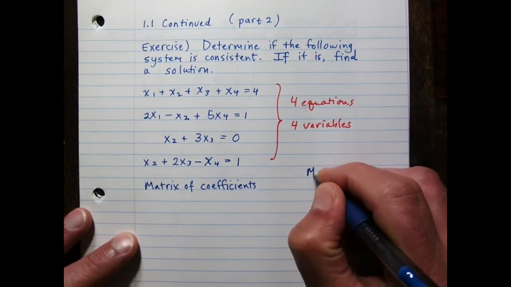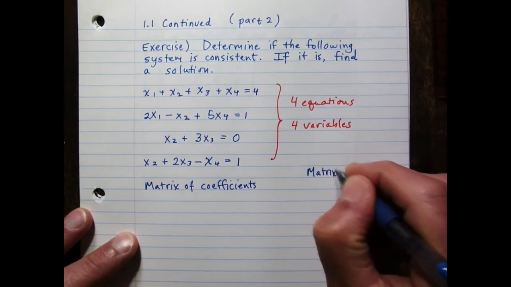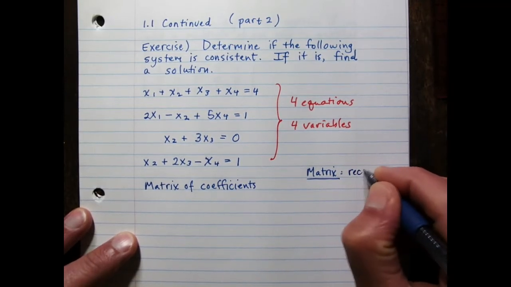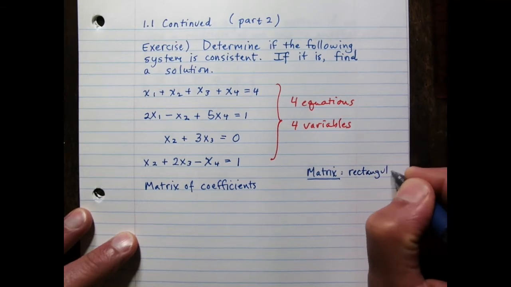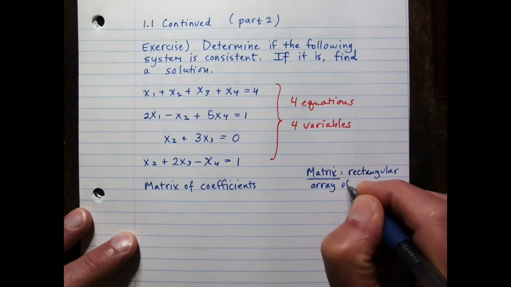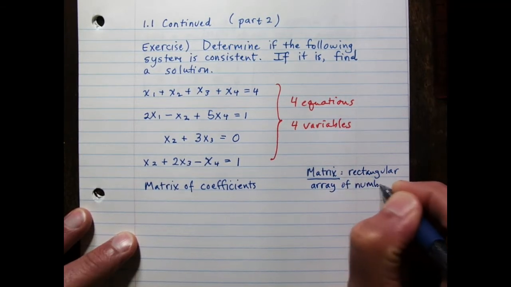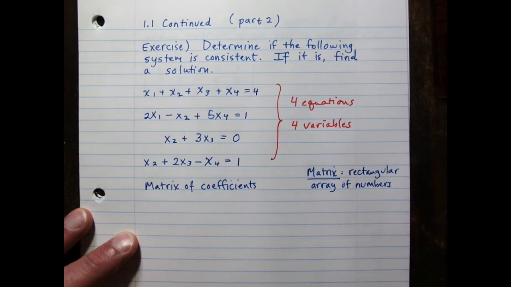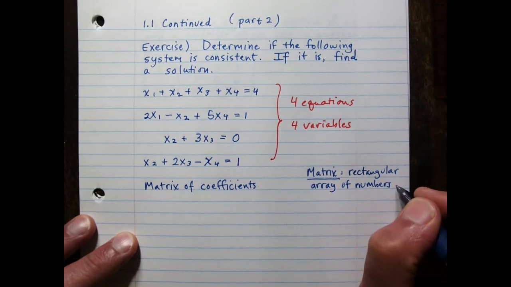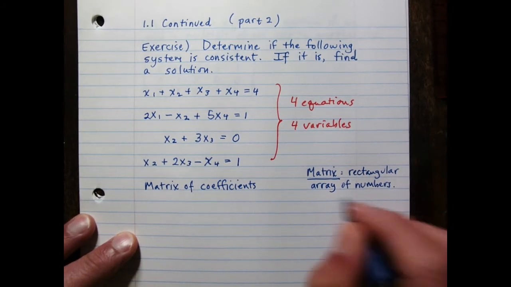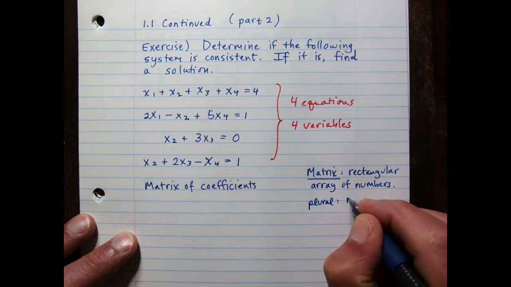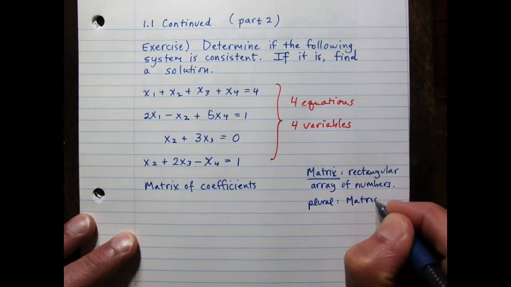Now a matrix is a word that comes up a lot in linear algebra. A matrix is a rectangular array or arrangement of numbers. It's just a way of organizing numerical information. For us, it will be a way of organizing the information from this system of equations. The plural of matrix is matrices, so try to get used to that.